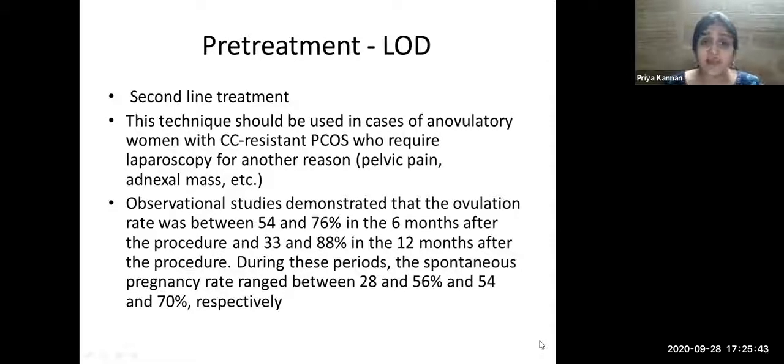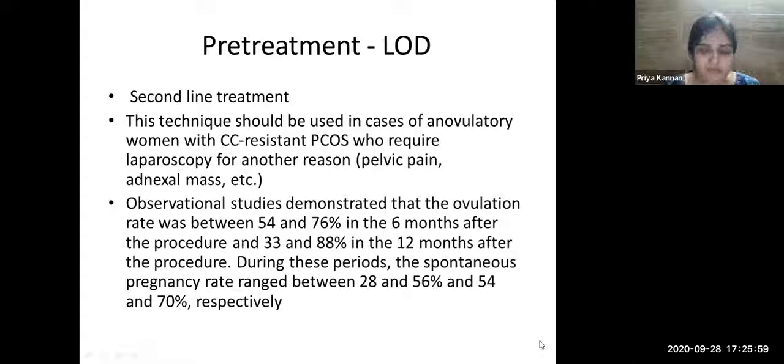However, there have been observational studies demonstrating that the ovulation rate was between 54 to 76% in 6 months following laparoscopic ovarian drilling and 33 to 88% in 12 months after the procedure.